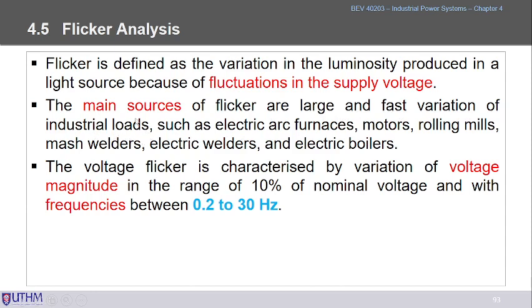That means you have very rapid load changes, and then it might have flicker. Such as the arc furnace, motors, rolling mills, welding machines, as well as boilers, which draw a large amount of power. Voltage flicker is also characterized by a variation of the voltage magnitude in the range of 10% of the nominal voltage, and the frequency is very low, about 0.2 to 30 hertz only.